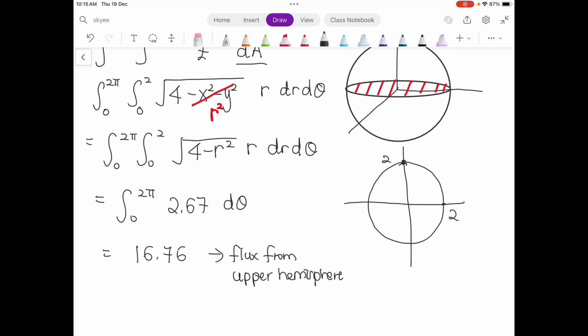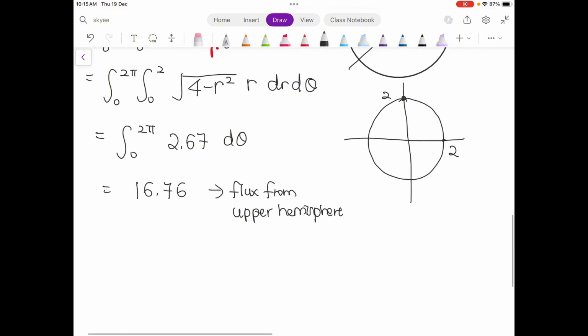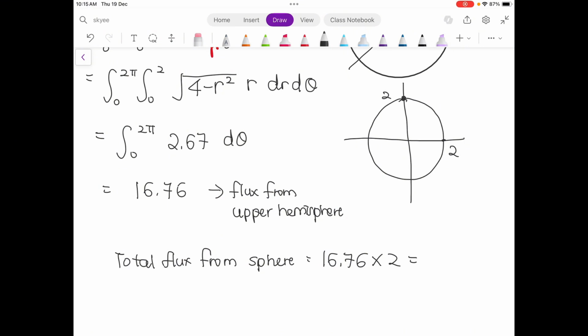If you need to find the flux coming out from the whole sphere, we have to multiply by 2. So the total flux from the sphere equals 16.76 multiplied by 2, which equals 33.51. So this will be the flux coming out from the sphere.